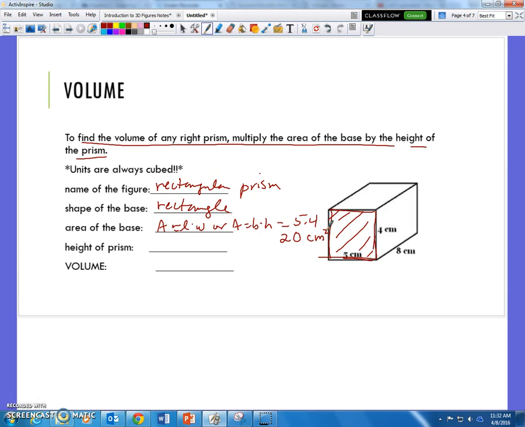The height of the prism is represented by the 8. And so to find the volume, I take the area times the height. 20 square centimeters times 8 centimeters would equal 160 cubic centimeters. 20 times 8 is 160, 1, 2, 3 centimeters.